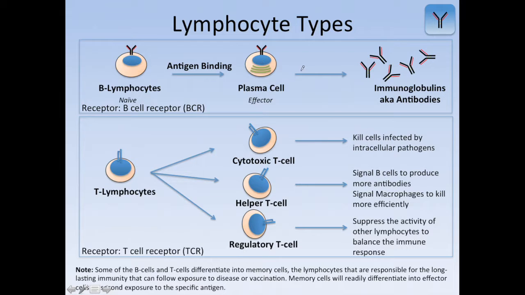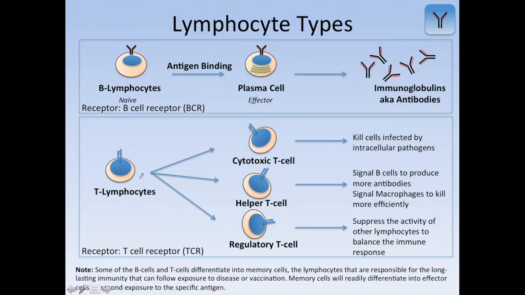So if it's going to make antibodies, which are proteins, it must make a lot of proteins, and that's why you can see here that plasma cells often have very, very extensive networks of endoplasmic reticulum where a lot of proteins are made. So again, naive B cells will mature through antigen binding into plasma cells, and a plasma cell, that's an effector cell, will then produce a lot of immunoglobulins or antibodies to essentially bind and neutralize these foreign antigens.